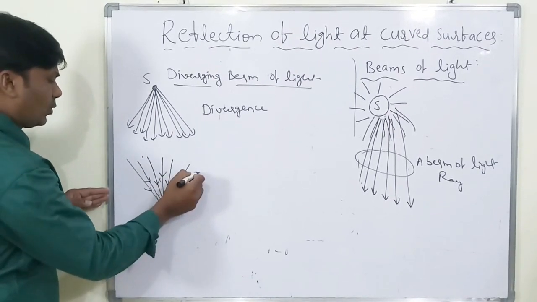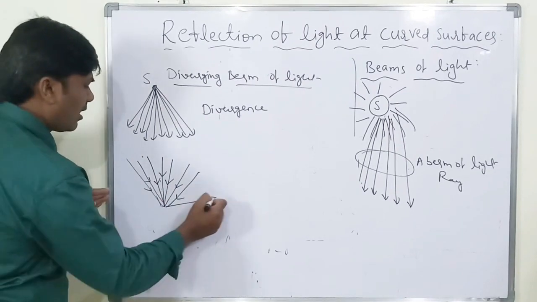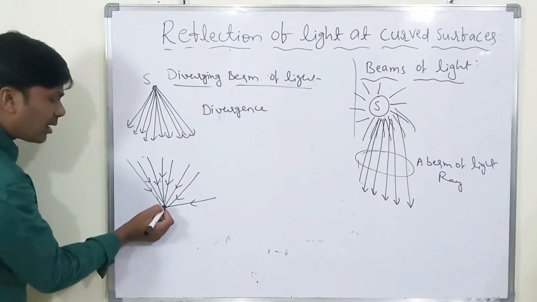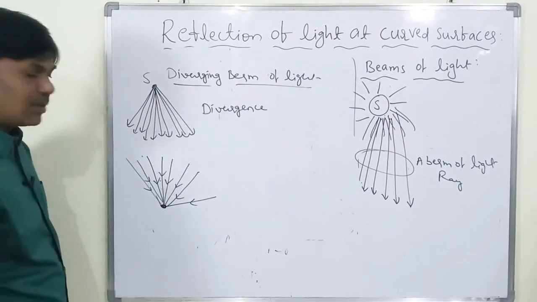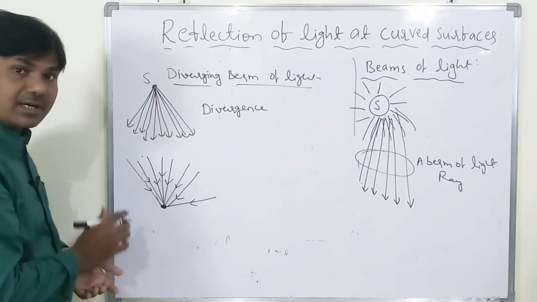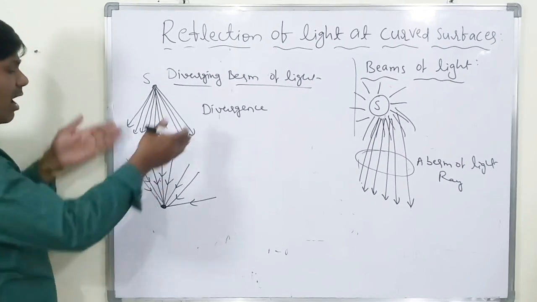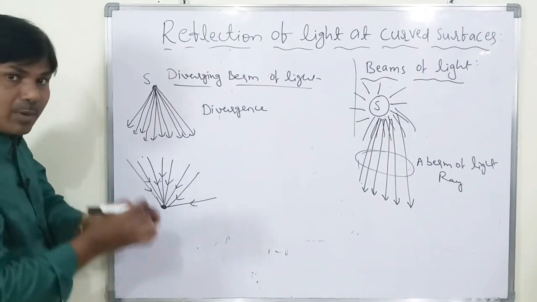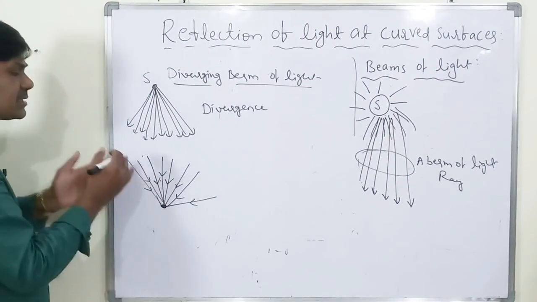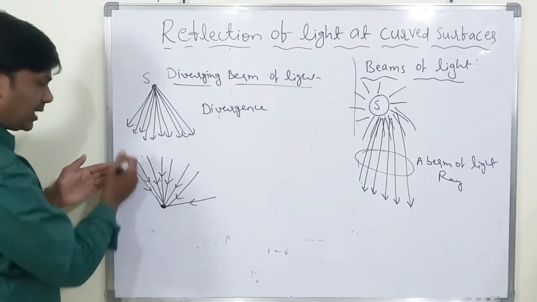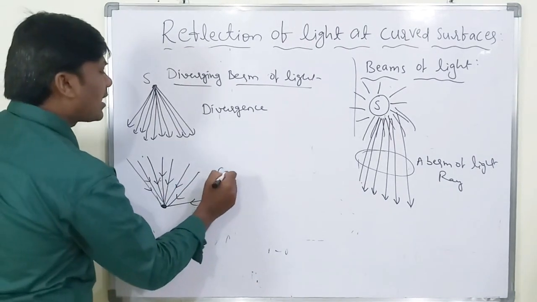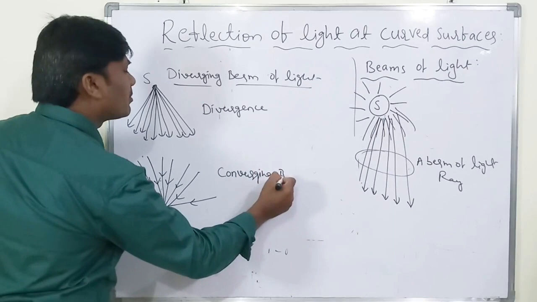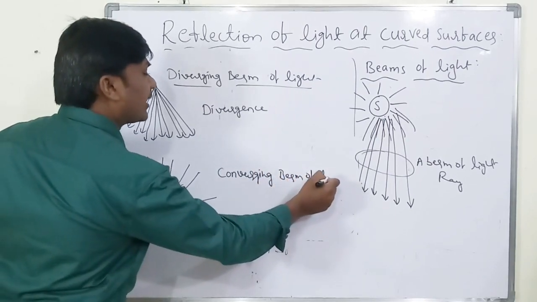See what happens here? The light rays are coming from different directions, but all of them are meeting at a particular point. It means all of them are focused at a particular point only, isn't it? All are coming from various directions and finally they are meeting at a common, single point. This type of light ray beam is known as a converging beam of light.